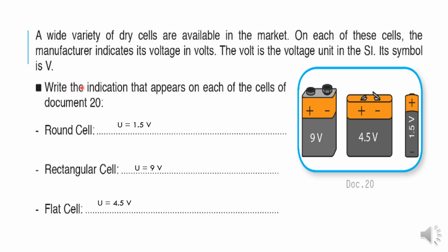Now, we have to write the indication that appears on each of the cells of document 20. The round cell can provide 1.5 volts. So we can say that U equals 1.5 volts. The voltage equals 1.5 volts. The rectangular cell can provide 9 volts. So we can say that U equals 9 volts. The voltage of this rectangular cell is equal to 9 volts, while the flat cell can provide 4.5 volts. So U equals 4.5 volts.